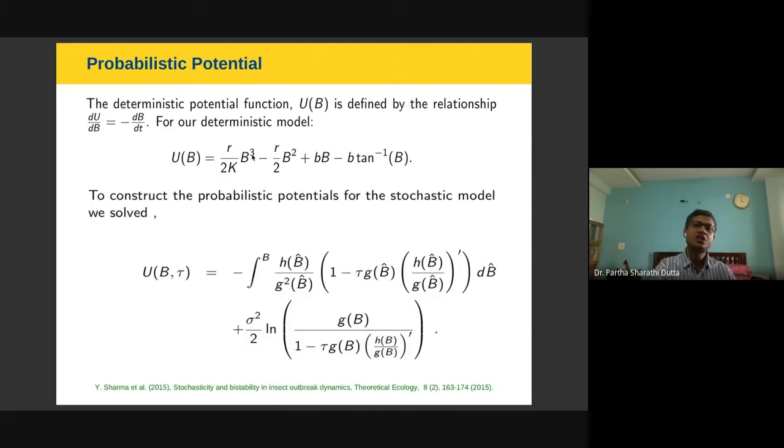Then we also have the deterministic potential, if I do not consider the stochastic part, which is given by this U(B). But when the noise is present in the system, we will be getting a probabilistic potential. So that probabilistic potential is given by this expression. So I can numerically simulate the stochastic trajectory, but if I want to have some analytical approximation, then I can use this idea of the Fokker-Planck equation and determine two things from here. One is the SPDF and another one is the probabilistic potential.